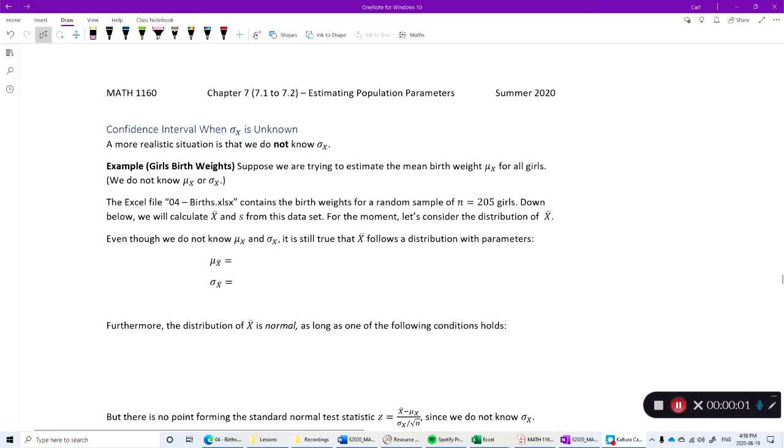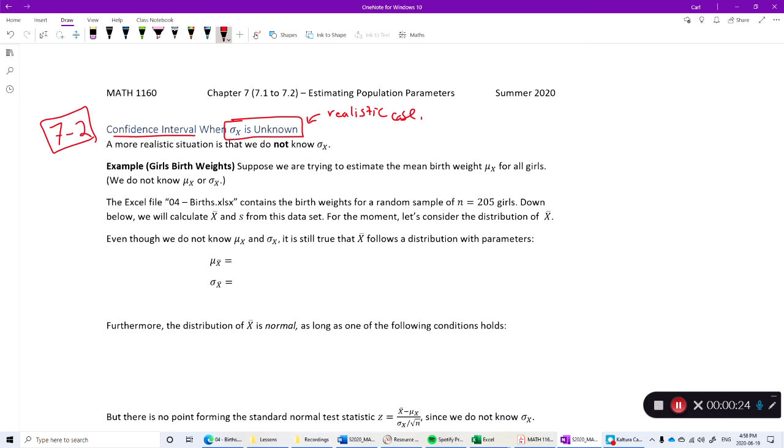Hey everyone, so we're carrying on with section 7-2. I think in the last video I said 6-2, but that's wrong. So we're estimating mu, and right now we're doing the case confidence interval when sigma x is unknown, right? This is the realistic case. And this is going to require a new ingredient, which is called the t-distribution.